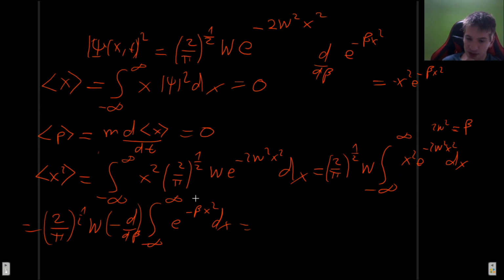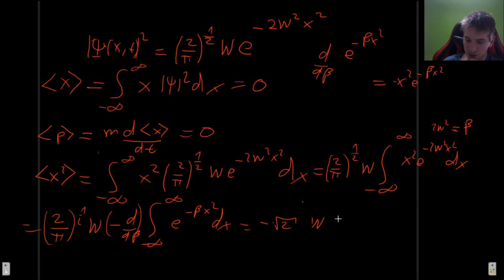So now this is just a Gaussian integral. That's why we did this whole thing. We get minus the square root of 2 divided by pi times w, and then the derivative with respect to beta of the integral of this, which is the square root of pi divided by the square root of beta. When we take this derivative, the square root of pi is just a constant, and in fact it's going to cancel out the square root of pi that is here, and the square root of 2.